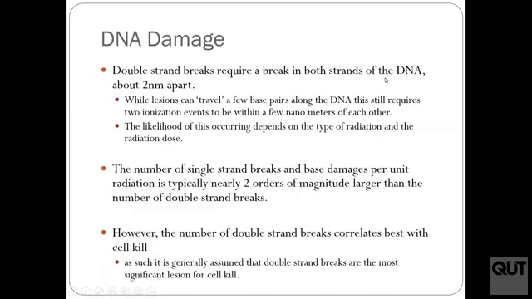Double strand breaks need a break in both strands of the DNA about 2 nanometers apart. Lesions can travel, so breaks can travel along pairs, but it still has to be within a few nanometers. The likelihood of this occurring depends on the type of radiation and the radiation dose. The number of single strand breaks and base damages per unit of radiation is about 2 orders of magnitude larger than double strand breaks, but even though double strand breaks occur a lot less frequently, they're the ones that are most important. The double strand breaks correlate best with cell killing.